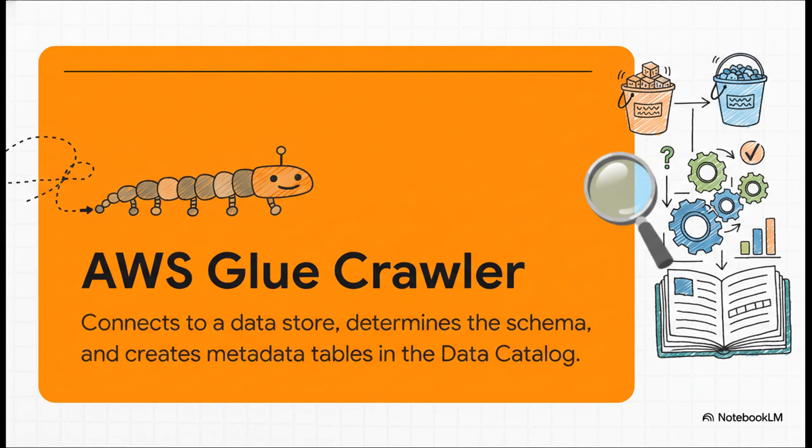You just point it at your data, let's say an S3 bucket, and you set it loose. It automatically goes in, scans the data, figures out the schema on its own, like what are the columns, what are the data types, and then bam, it creates or updates the tables in your data catalog for you. It's automation at its absolute best.